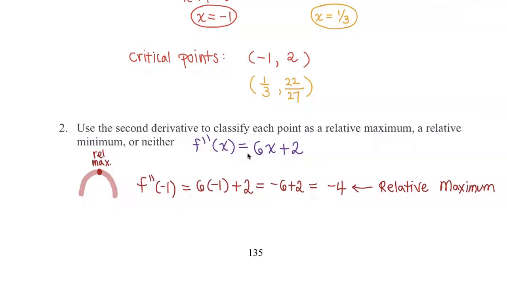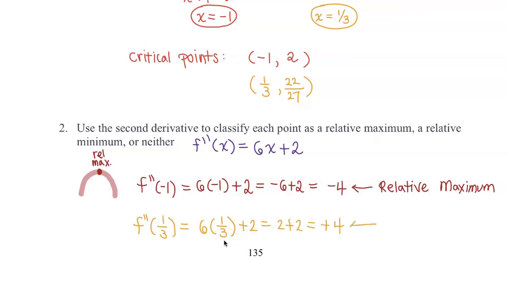Now let's plug in the other critical value that we found, which was, what was it? Oh gosh, 1/3. So we're gonna plug in 1/3 into this second derivative. That will be 6 times 1/3. Hey, not bad at all, plus 2. If I divide 6 by 3, that will give me 2. So 2 plus 2 will be +4.